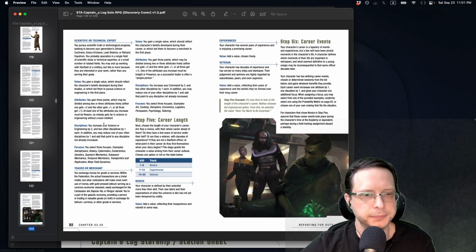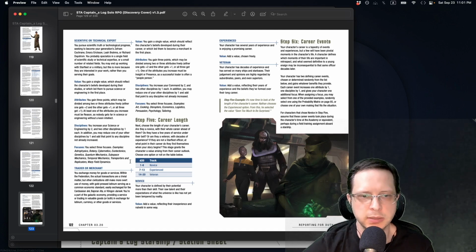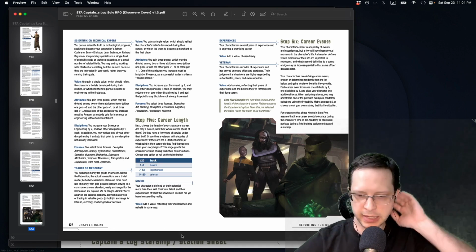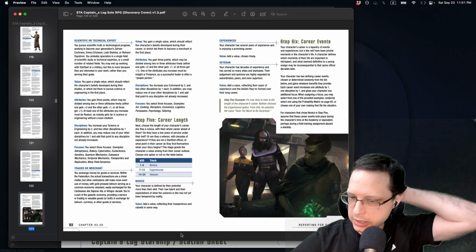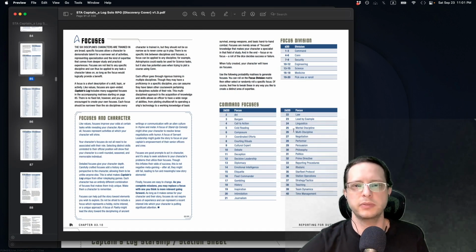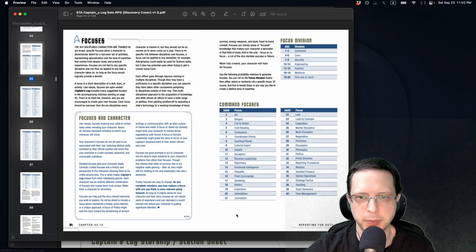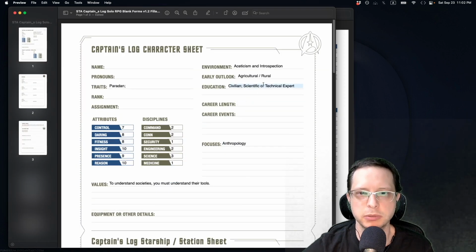Okay. So we may select 3 focuses. They give us a large number of examples like astrophysics, exotectonics, genetics, quantum mechanics, temporal mechanics, transporters. This is all assuming that we're involved heavily in science or technical engineering. All right, let's see what focuses are here. Cultural expert. Yes, that's a good one. Let's be a cultural expert.